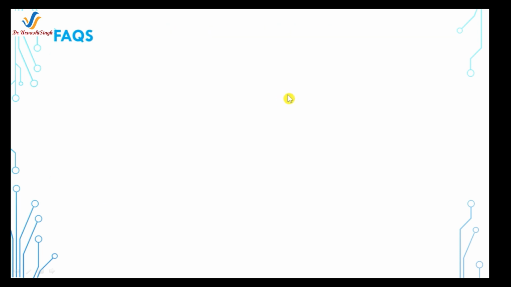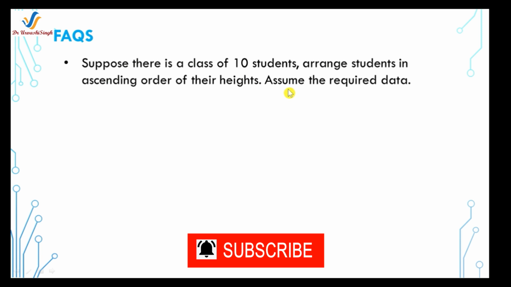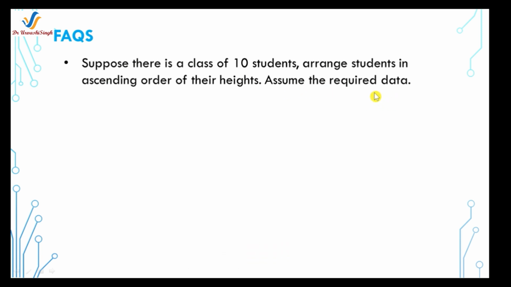Now let's see the frequently asked questions from the topic. The first one is, suppose there is a class of 10 students. Arrange students in ascending order of their heights. Assume the required data. Students, you can use comparison instructions wherever it is asked to arrange something, whether in ascending order or descending order, or to find out the largest number or the smallest number. It means all these programs are using the comparison of the data.